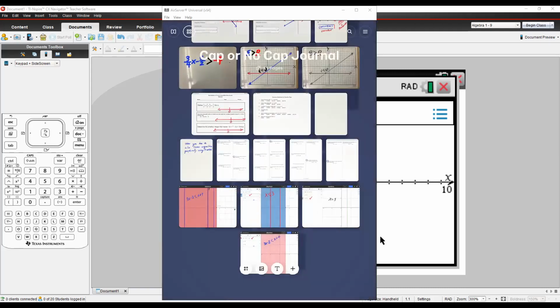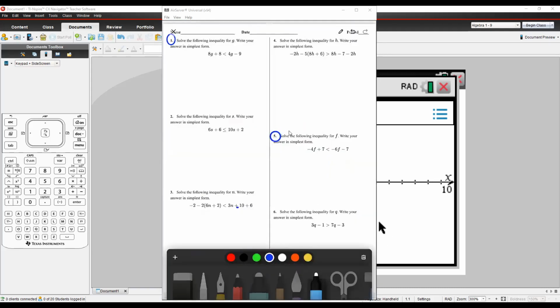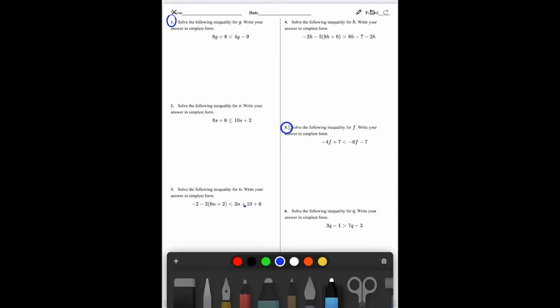Let me make this a little bigger. This is from the Delta Math linear inequality handout that I gave you. I'm going to do 5 questions from here. Here's my recommendation: you should watch this video with the TI-Nspire so that you can follow along with me and do this as well.